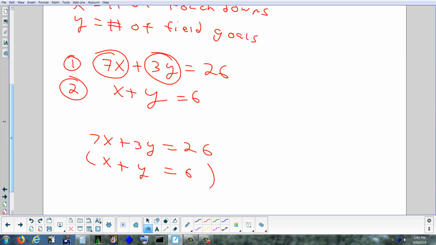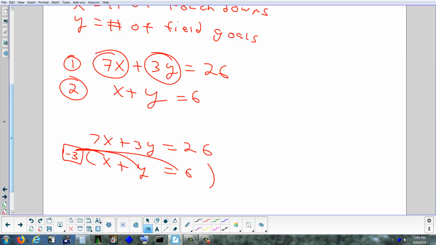Now, if we're going to eliminate y, the top one is 3y. The bottom one has to become negative 3y. So what number would I put there? What are we multiplying by? Negative 3. Perfect.